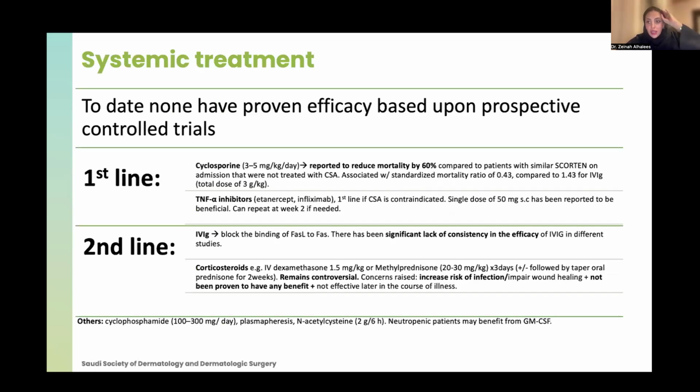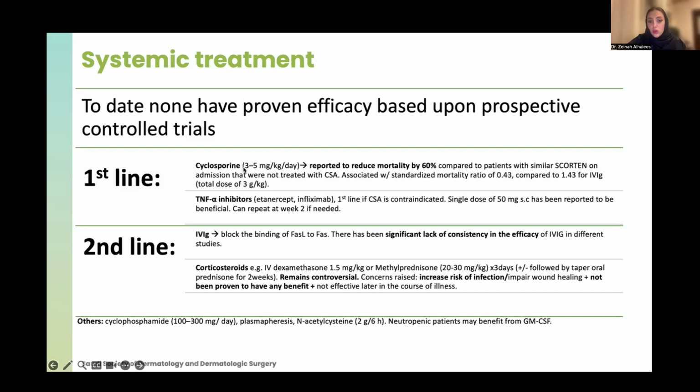In terms of systemic treatment, so far we don't have any proven efficacy based on prospective clinical trials. So what we have obviously is all retrospective, and it makes sense, right? Because no one's going to study prospectively TEN patients, unfortunately. So in terms of treatment algorithm, right now the recommended algorithm actually is cyclosporin and TNF-alpha inhibitors. So you can see that IVIG and corticosteroids have been pushed downwards.